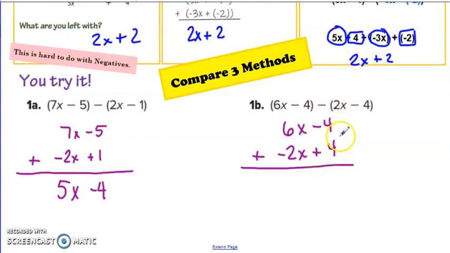Okay, look at that. The +4, -4, those two cancel out because they're just 0. Okay, and then we've got 4 more positive x's than we have of negative x. So this is just 4x. That's lovely. Okay, moving along.